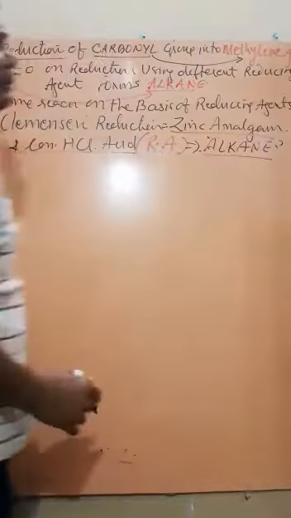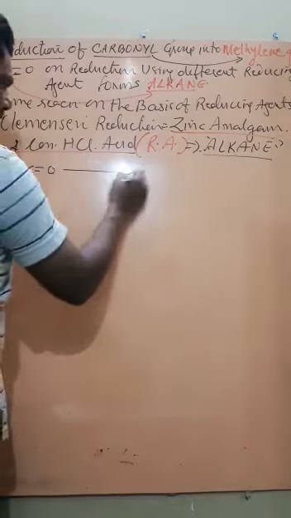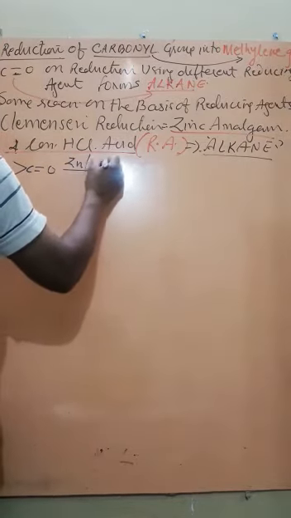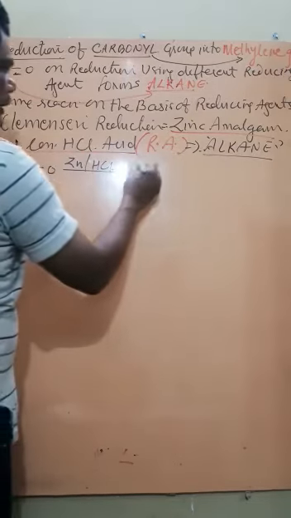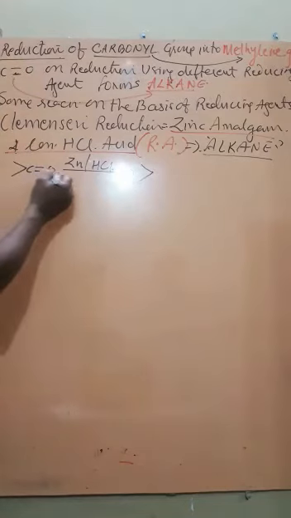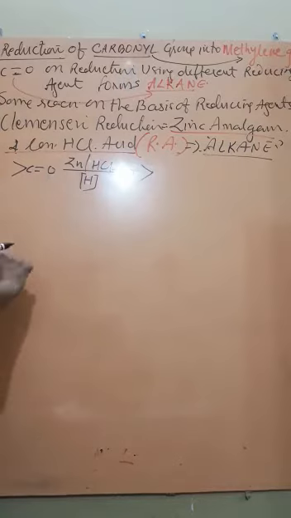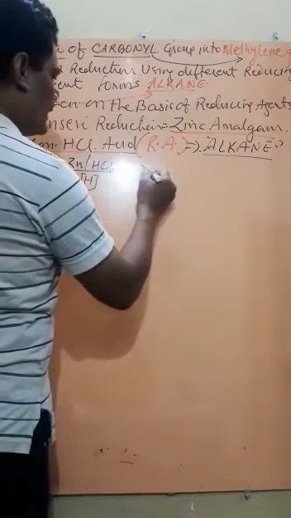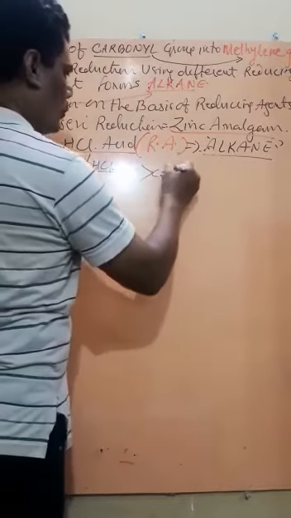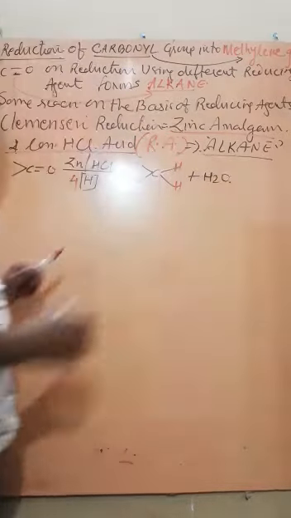The product alkane depends on which type of carbonyl group is selected. Like here, suppose this is C double bond O, okay, and if it is reacted with amalgamated zinc and HCl, then it will provide what? Nascent hydrogen. See here, 4 number of nascent hydrogen. Thus, there will be minus H2O, and this is CH2 plus H2O. Are you getting?